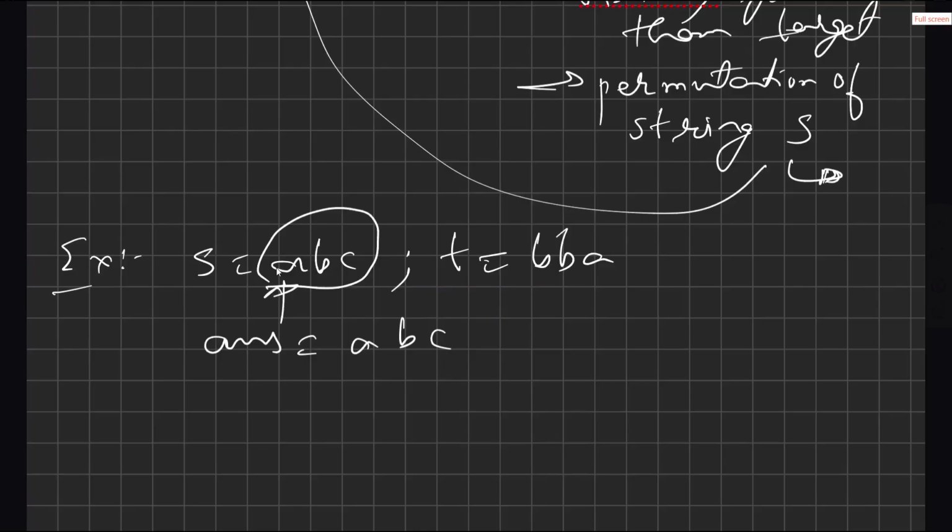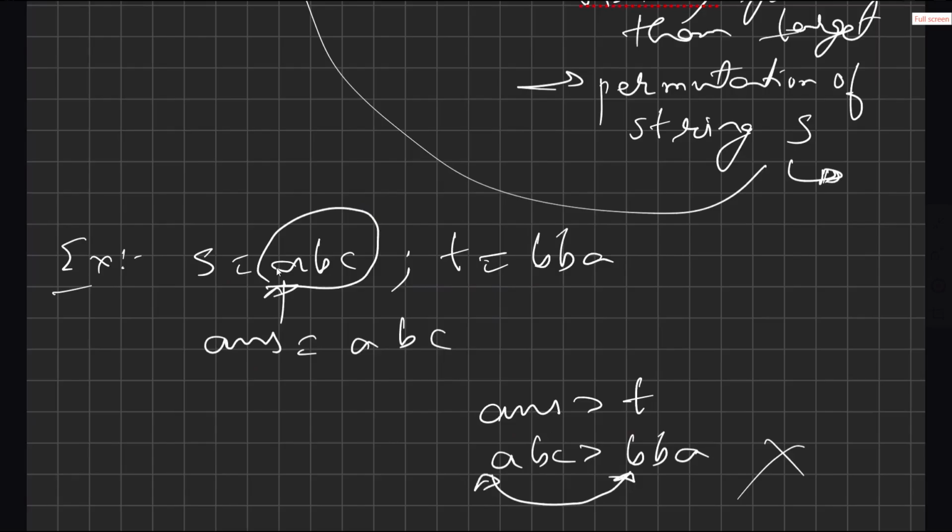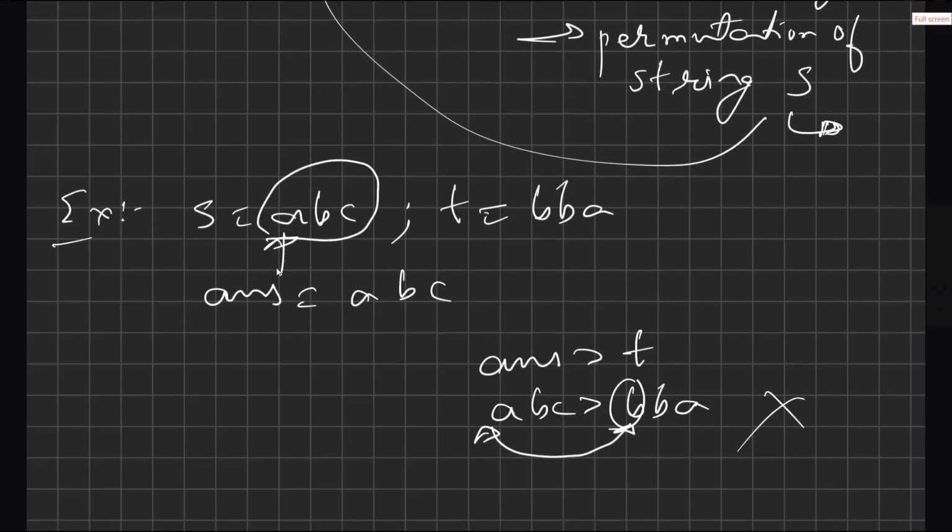But you need to compare now. Is this answer string ABC strictly greater than target? No, because this is the first character where they differ, and the target's is greater, so it is not greater. So what can we do now? We can take the other way around. We can take B, then A, C. Is BAC greater than BBA? The first letter seems to be the same. The second letter, again, the target's is greater. So it is not.